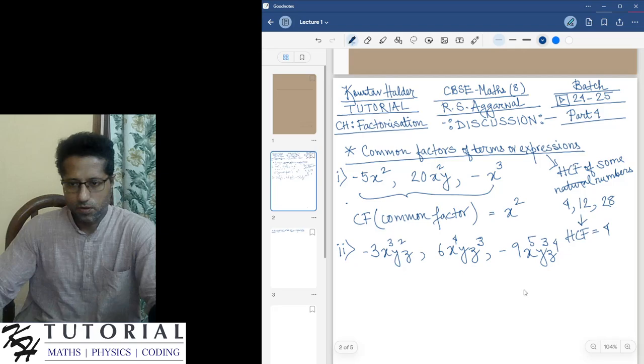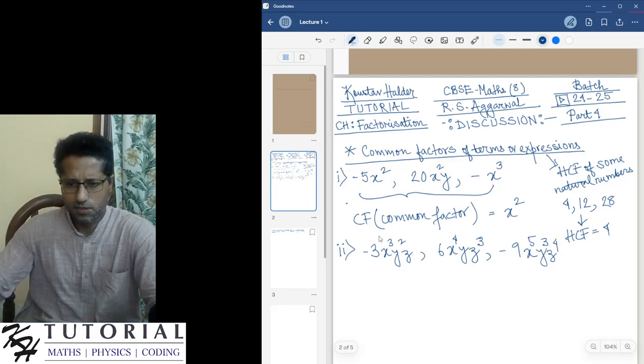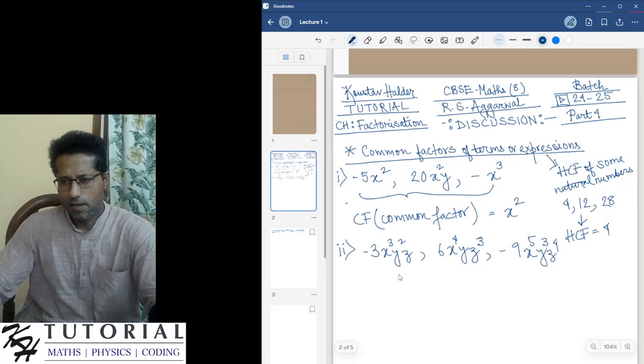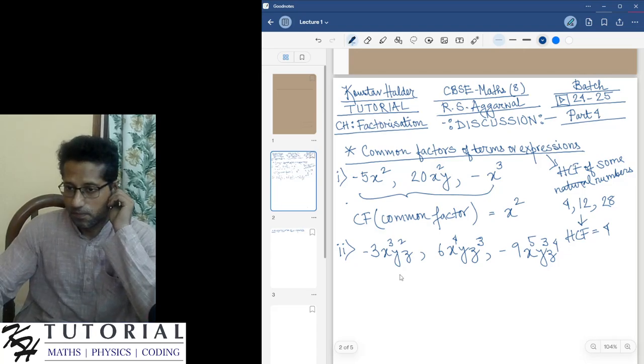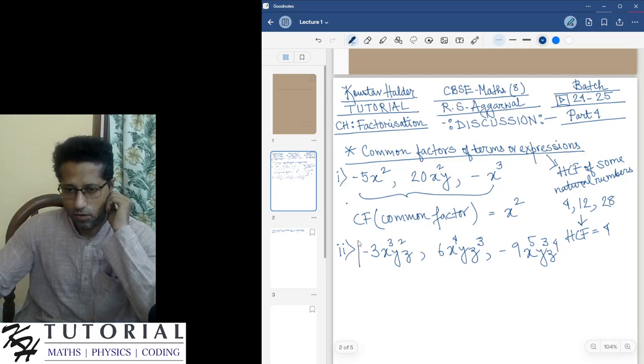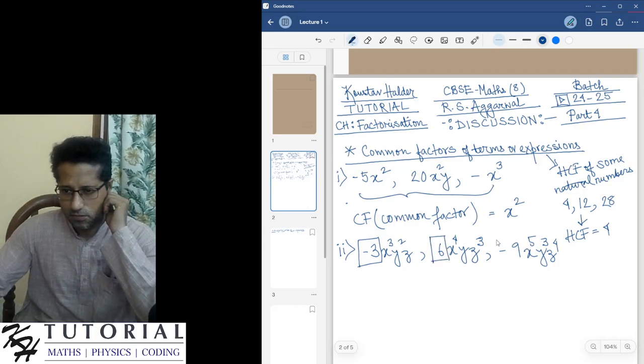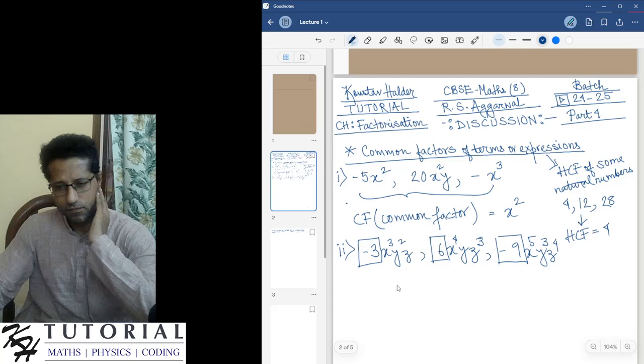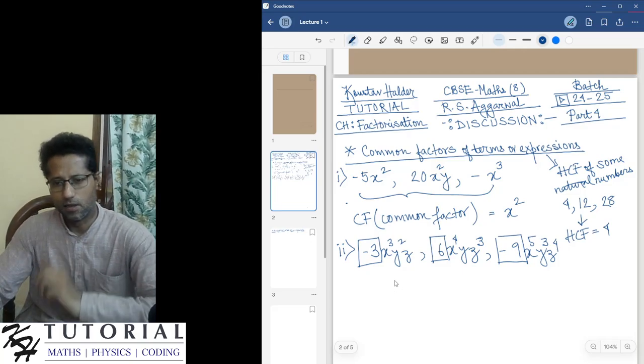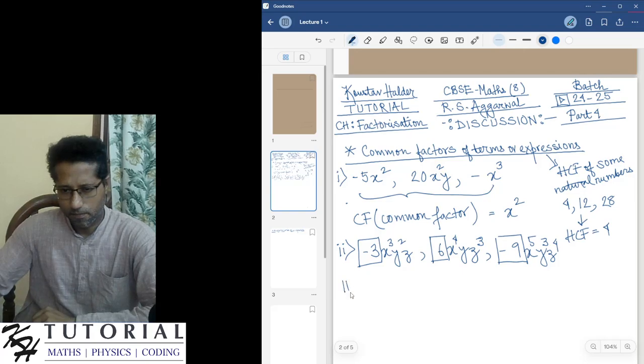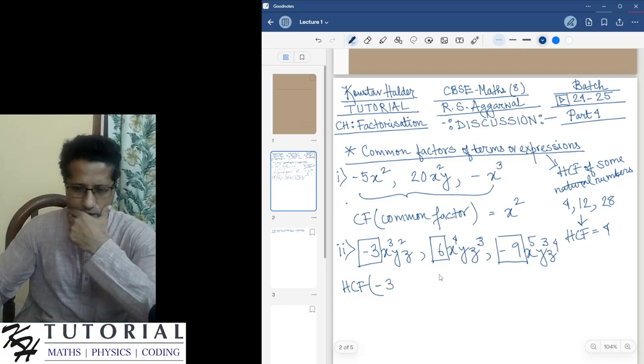First of all, you have to consider all the numerical coefficients of the terms, and the numerical coefficient of the common factor will be the HCF of the numerical coefficients of all the terms. The numerical coefficients of these three terms are minus 3, 6, and 9. So what is the HCF of minus 3, 6, and 9? Let's ignore the sign.